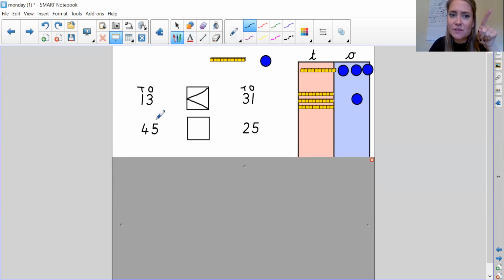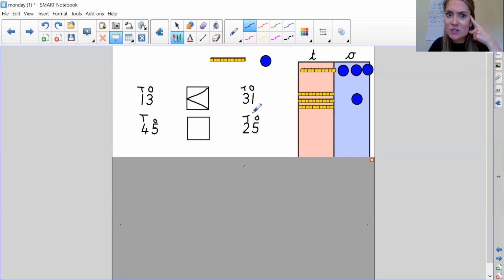Let's have a look at the ones first. So I know I've got the same amount of ones in both of them. So are they the same number? No, you're right. They're not the same. How do you know they're not the same? Good, because 45 has 4 10s, whereas 25 only has 2 10s.